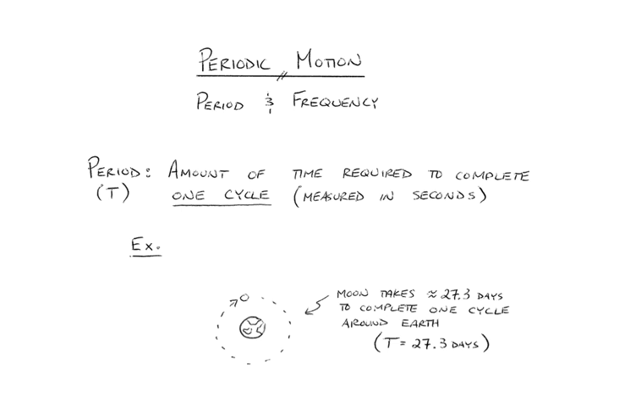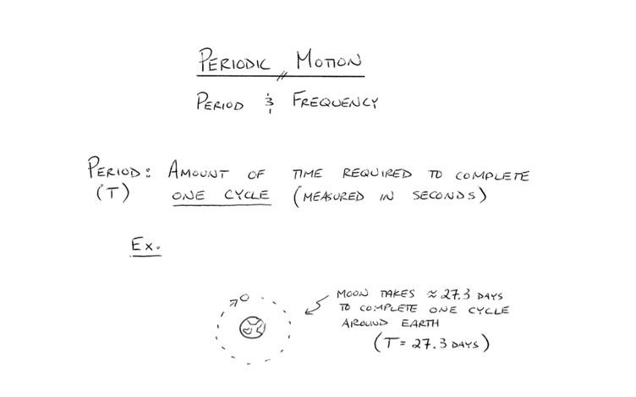In order to discuss an object that's experiencing periodic motion, or motion that repeats itself, there's two terms we're going to have to become familiar with. The first being the period, and the second being the frequency. I'll define both of them for you and give you some quick examples.